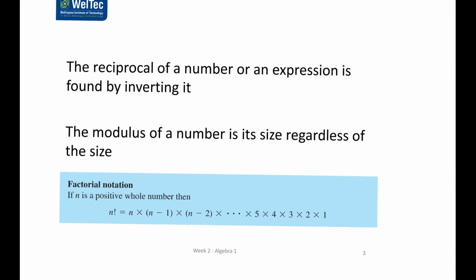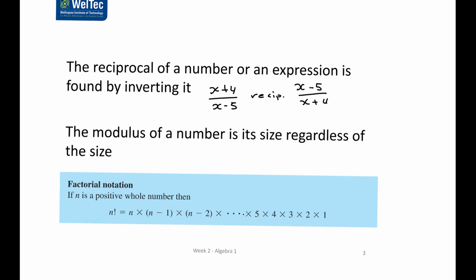Some terms that you probably know but just need a reminder of. A reciprocal is where you invert it. So say if you've got x plus 4 over x minus 5, then the reciprocal would be x minus 5 over x plus 4.